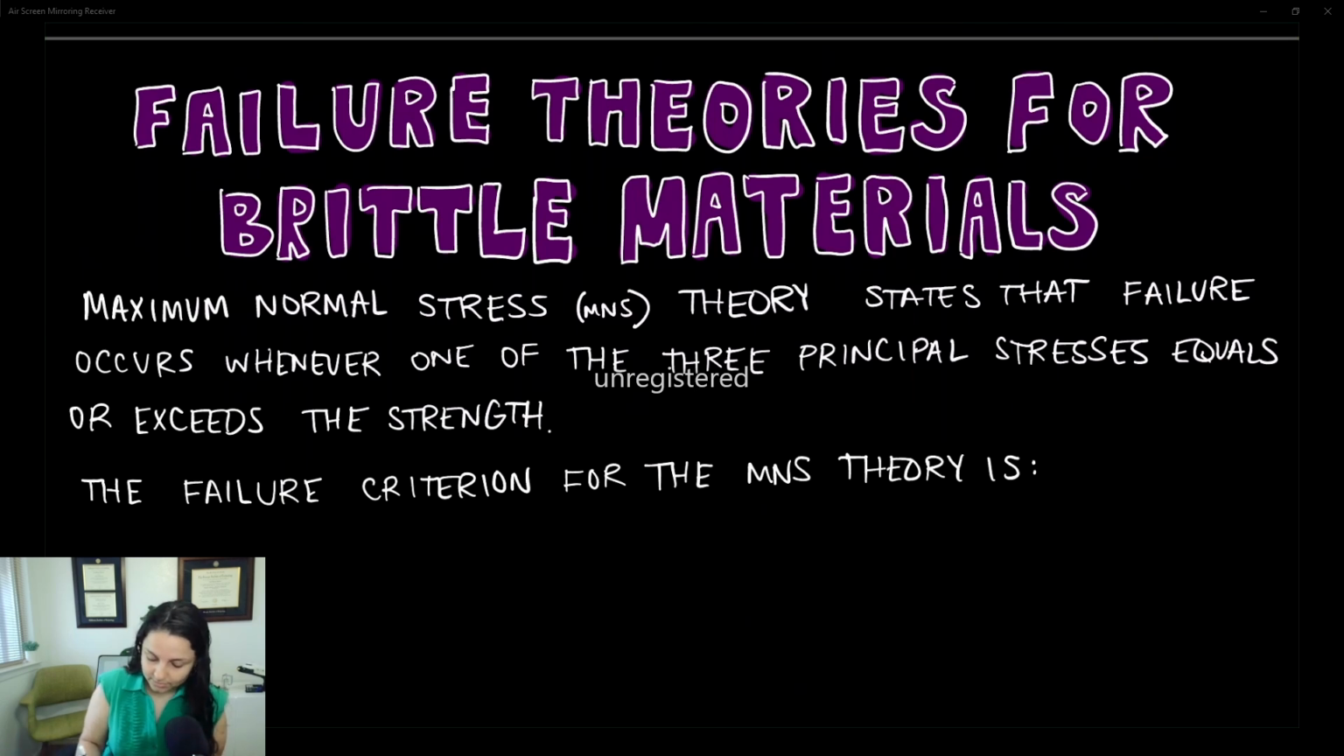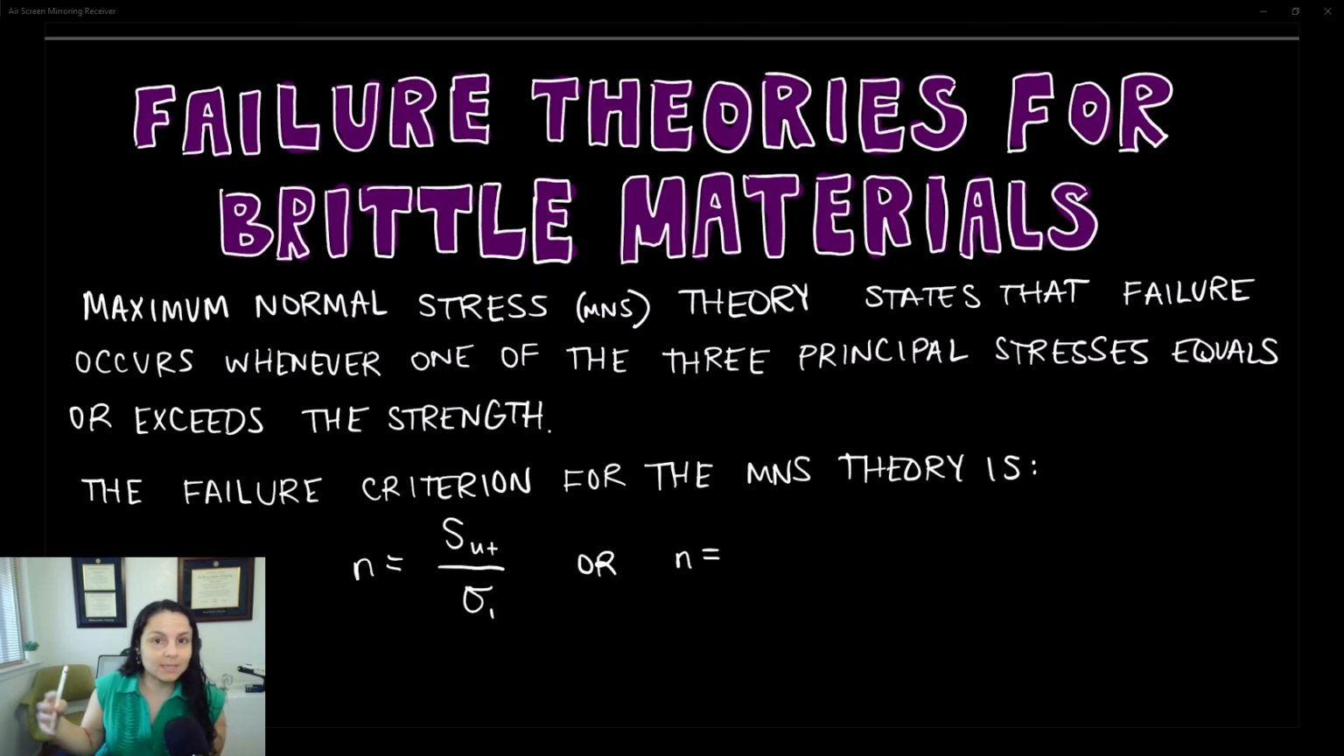All we need to know to find our safety factor is the ultimate tensile strength of the material and the maximum principal stress. And that maximum principal stress could be either the largest positive stress, or the largest magnitude negative stress. And if it is the negative stress, then we need to compare it to the ultimate compressive strength rather than the ultimate tensile strength, because we have a maximum principal stress in compression rather than tension.